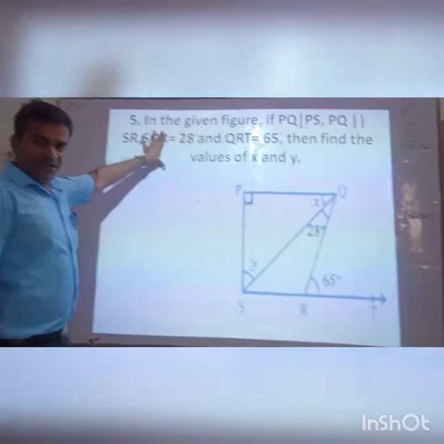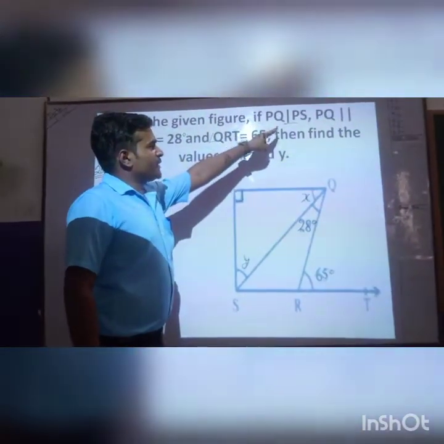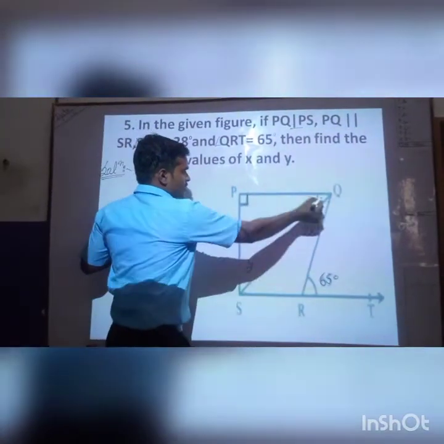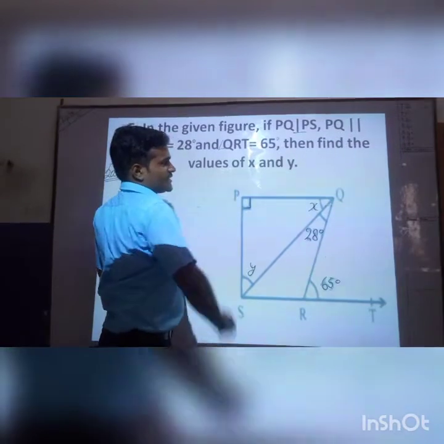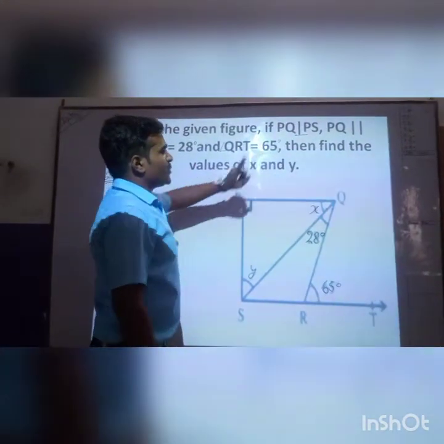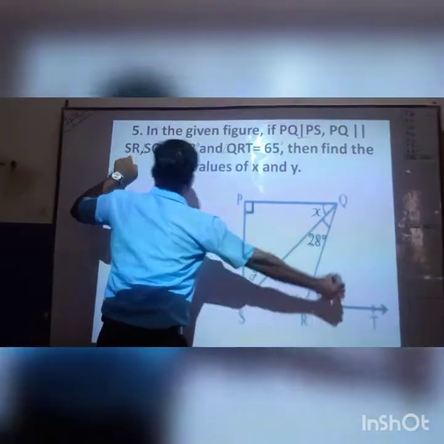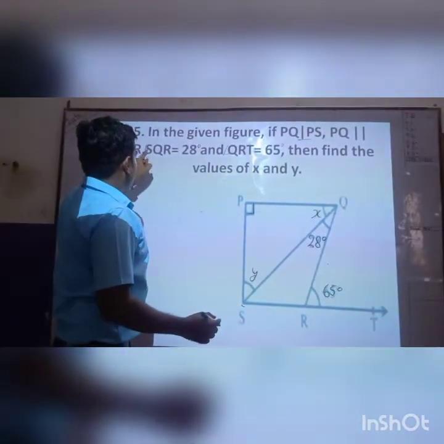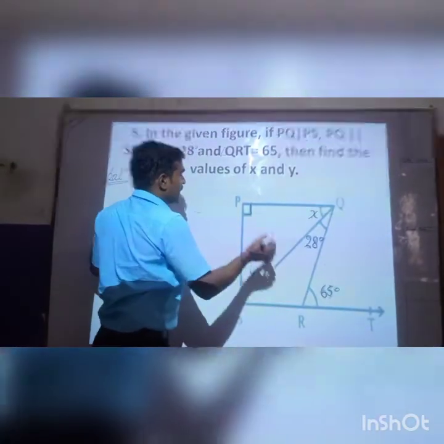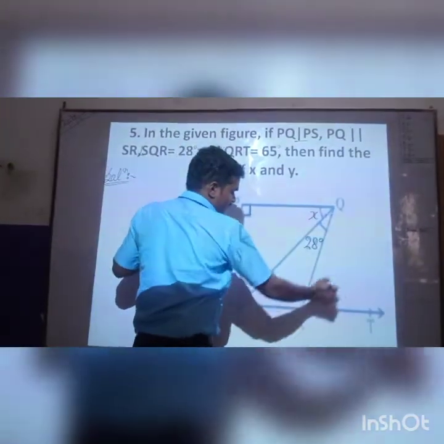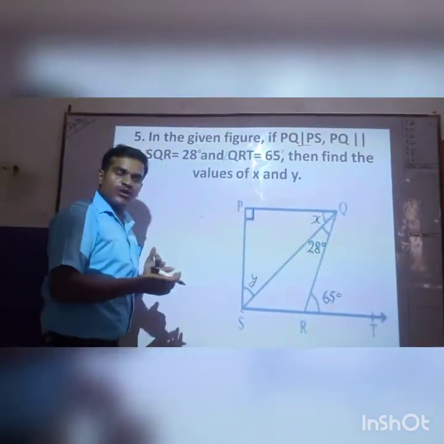In the given figure, PQ is perpendicular to PS, it means that the angle is 90 degrees, and PQ is parallel to SR. Angle SQR is 28 degrees and angle QRT is 65 degrees. Then find the values of x and y. We have to find the values of x and y.